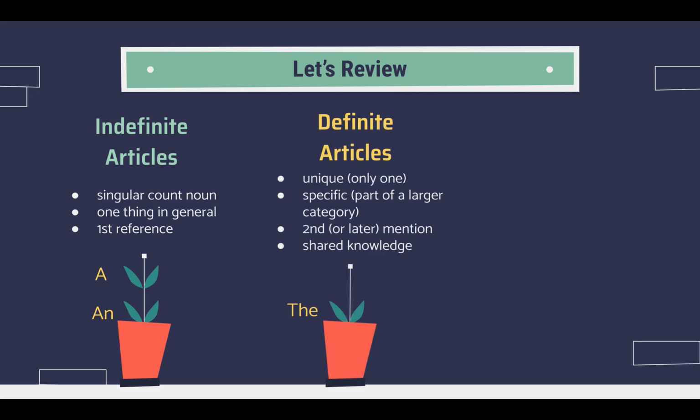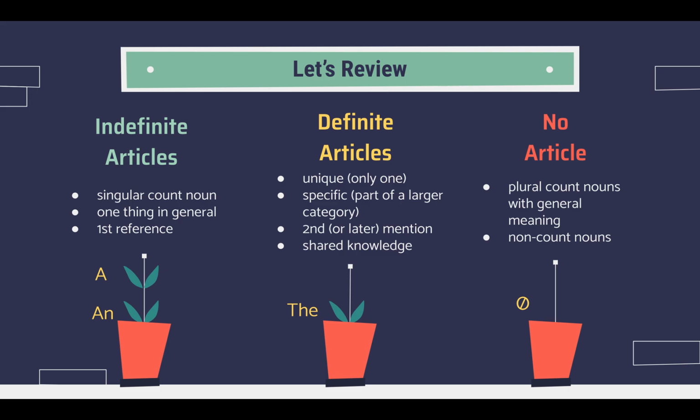The next thing we talked about is definite articles. So that's what we started this video with when we talked about the. We use the to talk about things that are unique, things that are specific and part of a larger category, things that we mention for the second or third or fourth time, and also when there is shared knowledge, meaning that we all know which one we're talking about. Maybe we're walking through my kitchen and I say, the kitchen is really beautiful, isn't it?